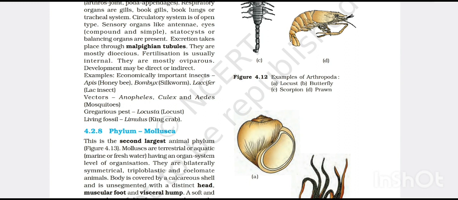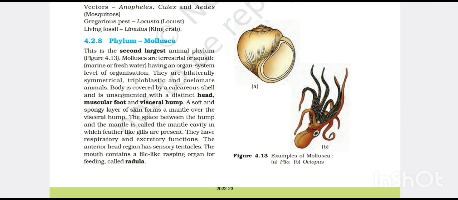Economically important insects are Apis, which is honeybee, then Bombyx, silkworm, Laccifer, lac insect, and some act as vectors: Anopheles, Culex, Aedes. Then gregarious pest is locust, then living fossil, Limulus, which is king crab. Then the phylum Mollusca. This is the second largest animal phylum. Mollusks are terrestrial or aquatic. Aquatic means they can be marine or freshwater, having an organ system level of organization.